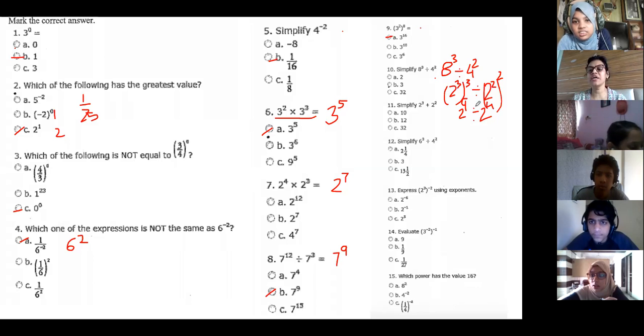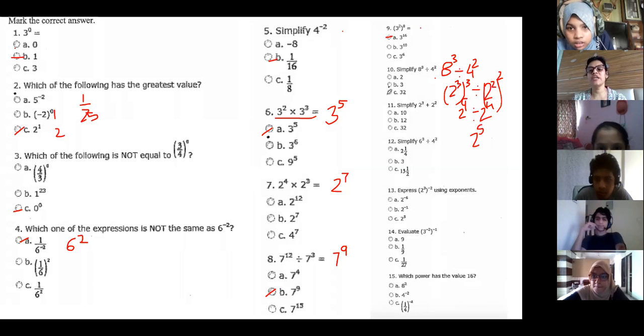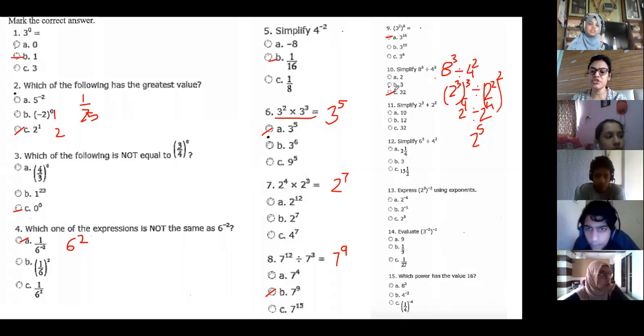Now it is 9 minus 4, correct? Because we are using a division sign. So what will be my final answer? 2 raised to 5. So the value of 2 raised to 5 is 32: 2 into 2 into 2 into 2, 5 times. If you multiply 2, it is 32.